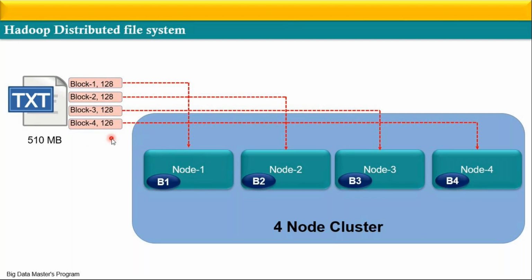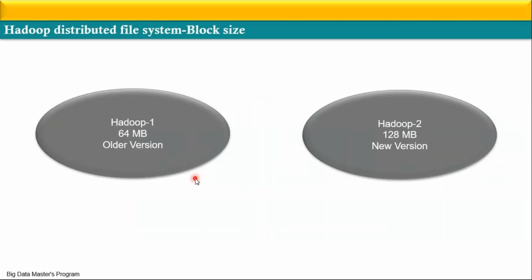Now, these blocks will be moved to the machines. Say B1 is on node 1, B2 is on node 2, B3 is on node 3, and B4 on node 4. That is perfectly fine. We are able to move all of the blocks onto four machines, and these machines will be utilized to process our data, right?